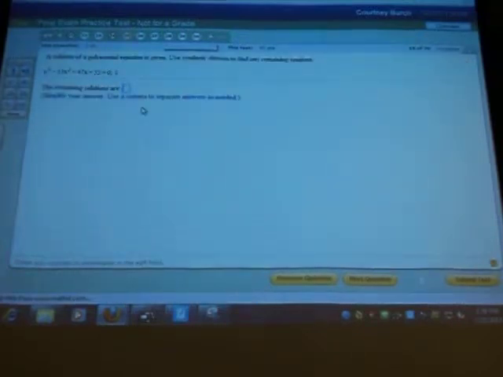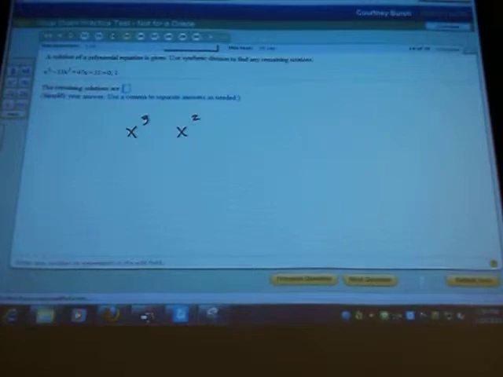Okay, one solution to the polynomial is given. Use synthetic division to find any remaining solution. Alright, synthetic division time. Label your columns: x cubed, x squared, x, and constant. Solution goes in your box. My solution is 1. My coefficients are 1, negative 13, 47, negative 35.